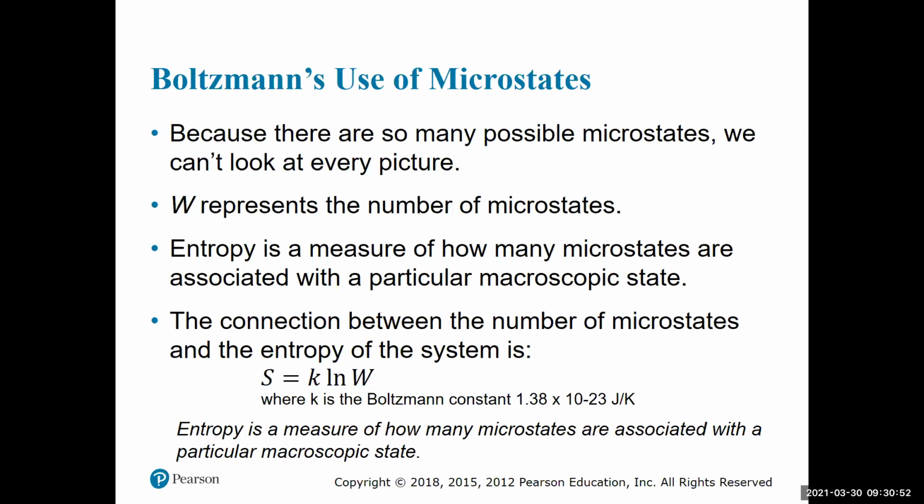So he came up with this expression to link the number of microstates to the entropy of the system. And so entropy equals k, which is the Boltzmann constant, 1.38 times 10 to the minus 23rd joules per Kelvin, times the natural log of W, and remember we said W is that number of microstates. So really what we're saying is that entropy is a measure of how many microstates are associated with a particular macroscopic state.